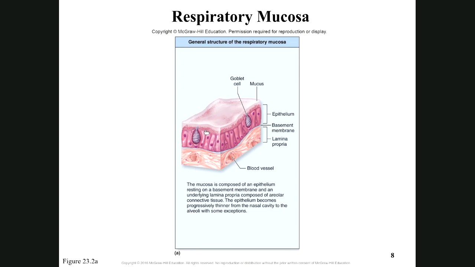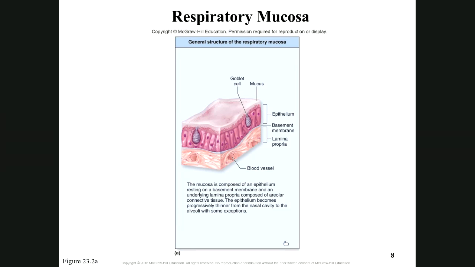And then you can see this thin basement membrane here, and beneath the basement membrane you have areolar connective tissue, which we call lamina propria. This is the epithelium which you have in the upper part of your respiratory system.